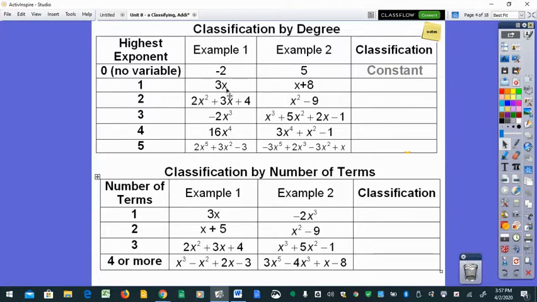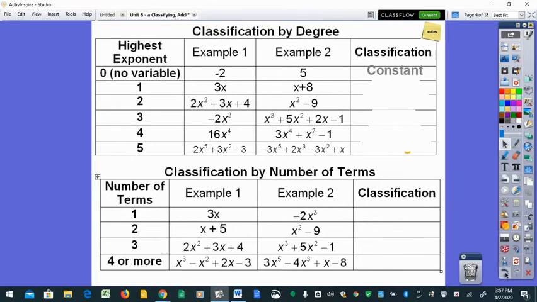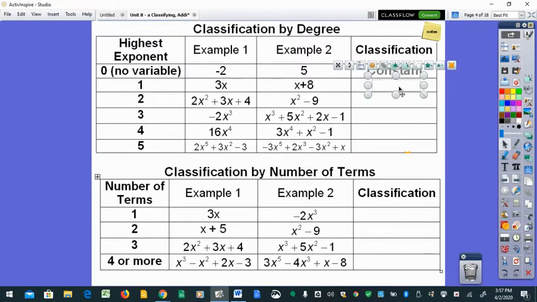If your highest degree is an exponent of 1, so x to the first here, x to the first there, that is called, oops, let's put that back. Sorry about that. There's the box. It's called linear. Think of y equals mx plus b, right? The x had a degree 1, had an exponent of 1.